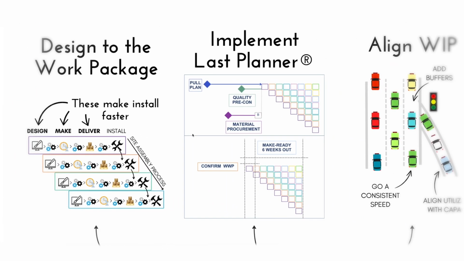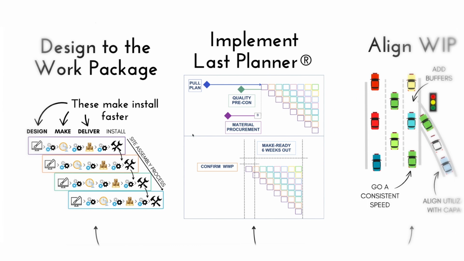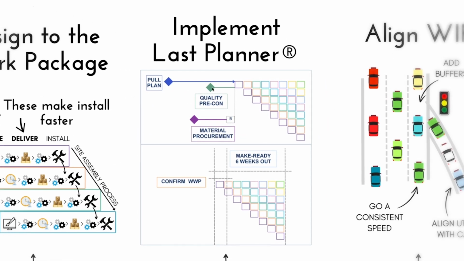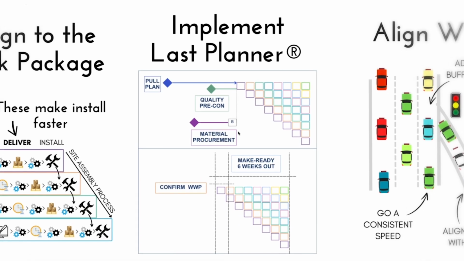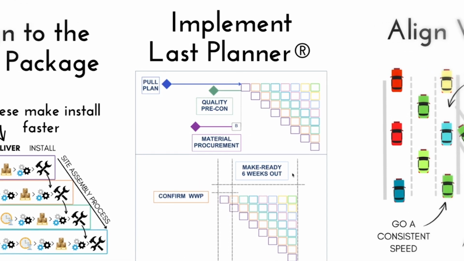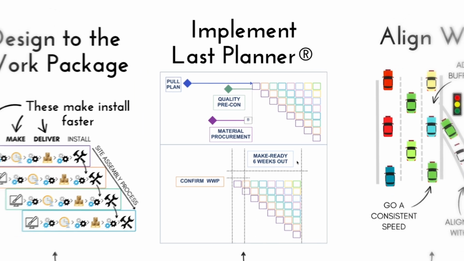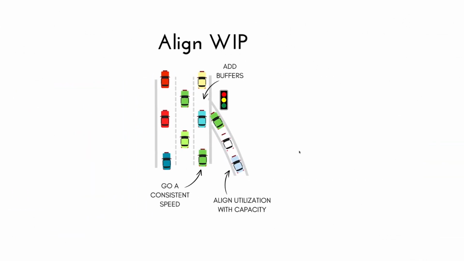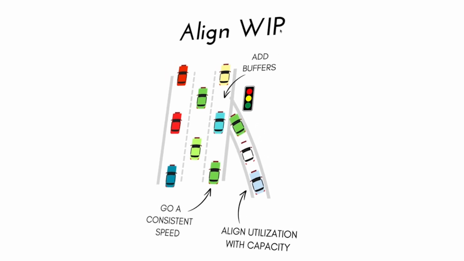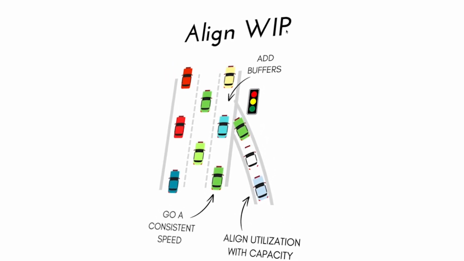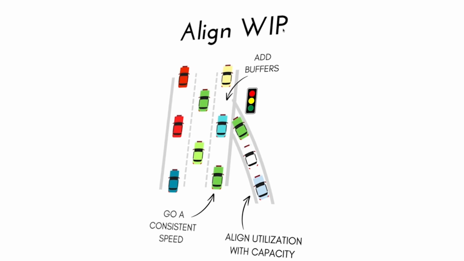The other thing we can do in this format, which is fantastic, is we have phases where we can pull plan, prepare quality pre-construction meetings, align procurement with a buffer, and then always utilize the last planner system by finding problems 6 weeks out and then confirming our plan a week out. The other thing that the Takt Production System does really well, it aligns WIP. Aligning work in progress is so key because we can't have too much work going on above the capacity of the trade.